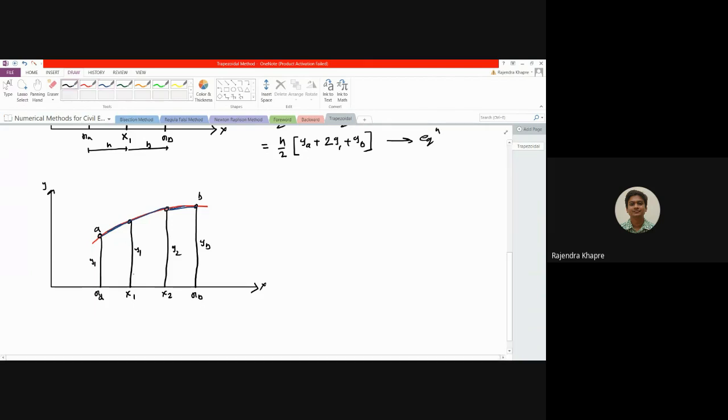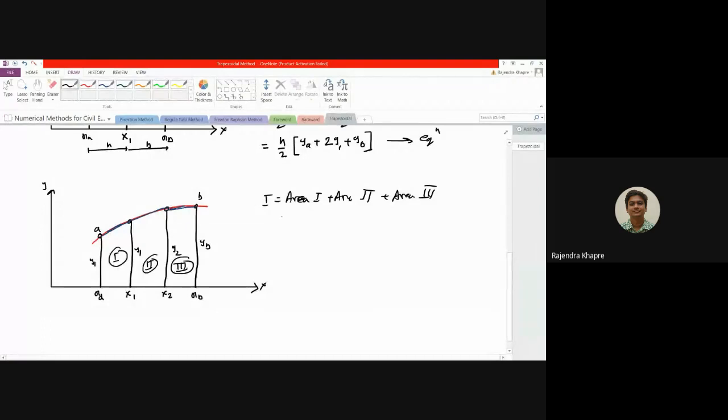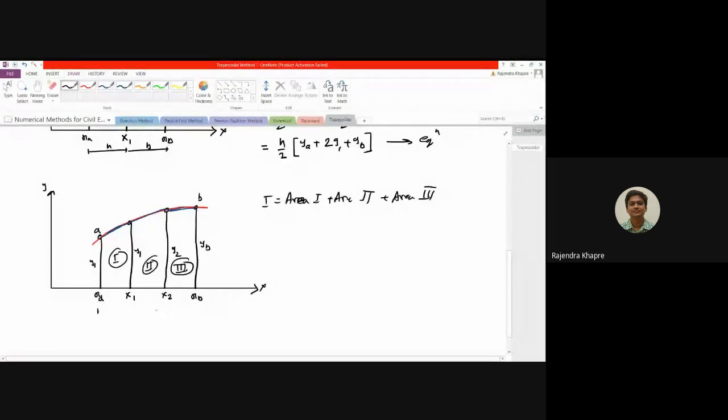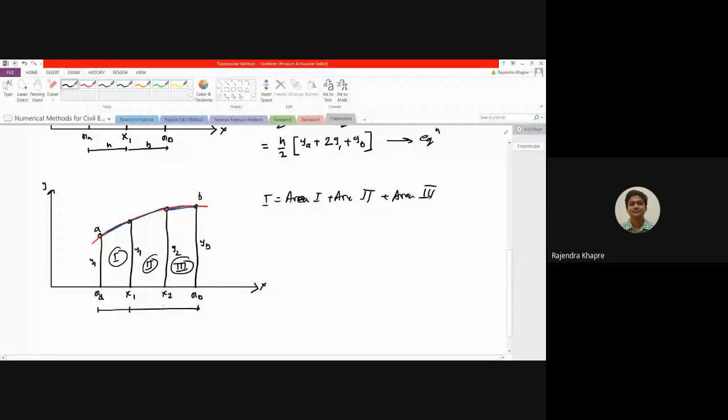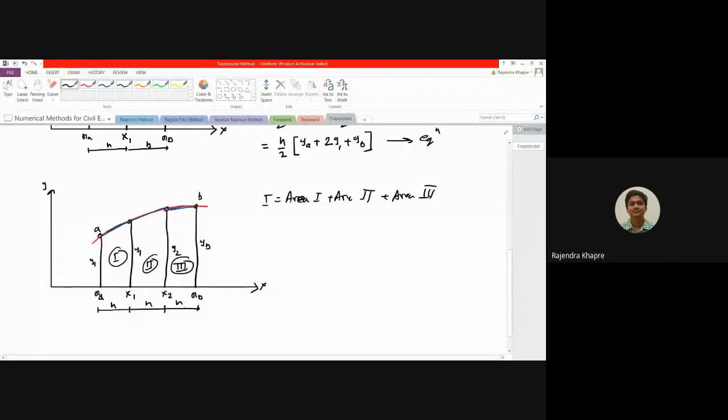Now you have three parts. The first part is this one, so this is the first trapezoid. This is the second trapezoid, and this is the third trapezoid. Finally the integration can be calculated as area of first plus area of second plus area of third, isn't it? Now this entire width, xa to xb, is divided into three equal parts. So the h value is the total length between a and b divided by 3.